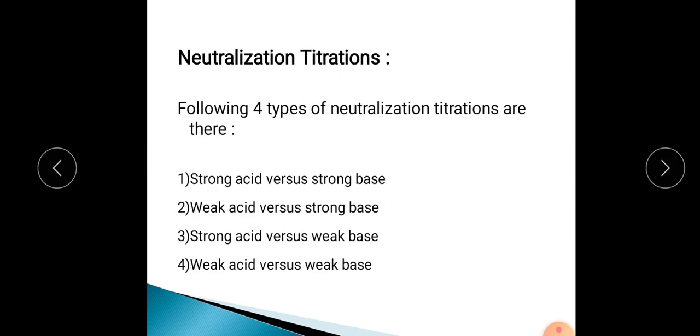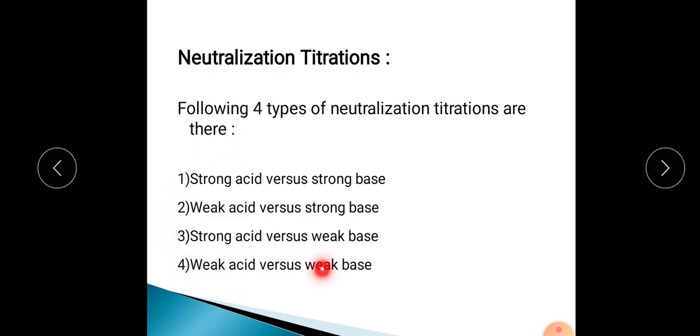Next, neutralization titrations. As earlier told, the reactions between acids and bases are called neutralization reactions, and there are 4 types of neutralization titrations. These are strong acid versus strong base, weak acid versus strong base, strong acid versus weak base, and the last one, weak acid versus weak base.